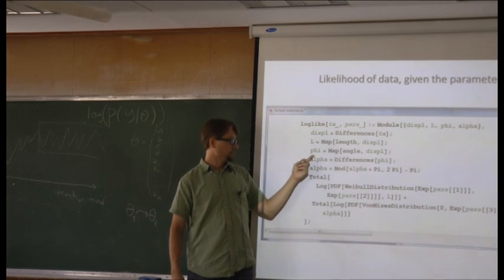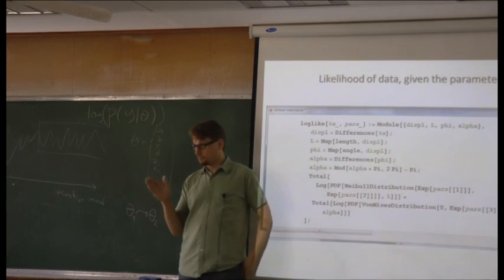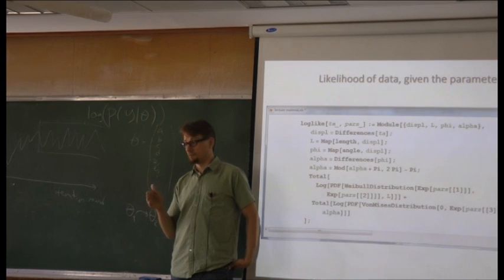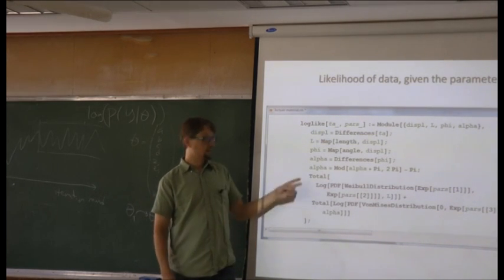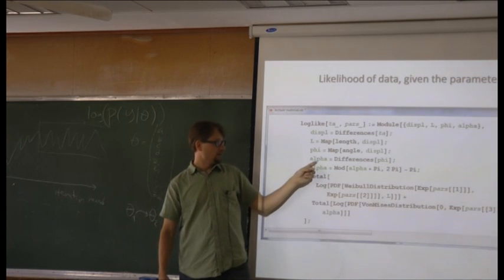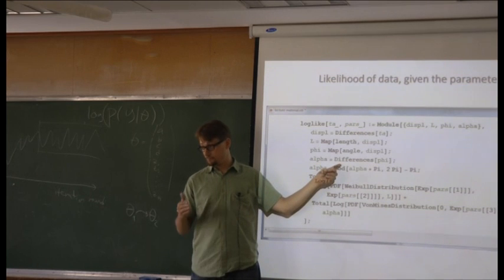Then I figure out the directions of the displacements. I calculate the angle to which you are going in each displacement. That's not the turning angle, that's the absolute direction, the heading. Then I figure out the turning angle alpha by taking the differences of those headings.